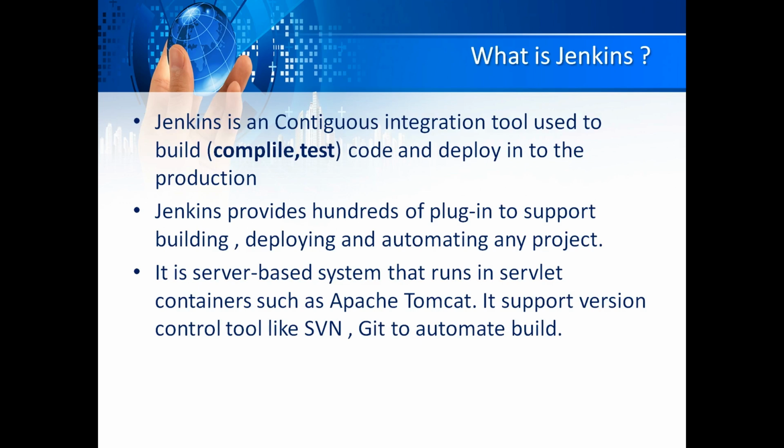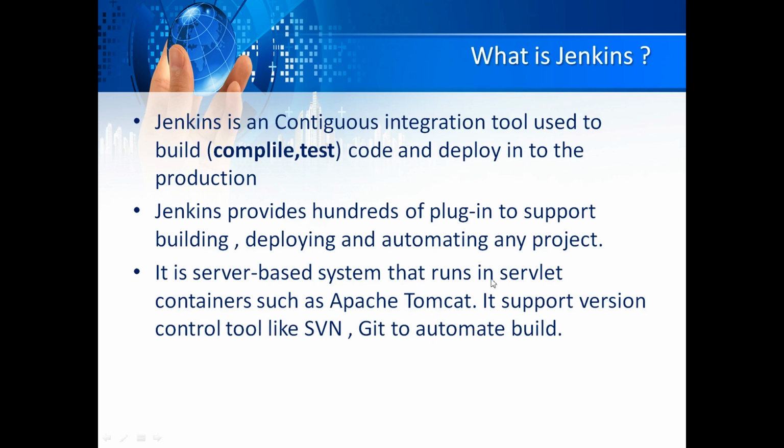Jenkins will create the WAR file using Git. We commit the code in Git, and after every commit the build will be created, and after creating the build we deploy that build in our UAT or production environment. The second key feature is that Jenkins provides hundreds of plugins to support building, deploying and automating our project. Jenkins has very many plugins, like plugins for Maven, Git and so on. So we can configure those plugins and deploy our application in the various environments.